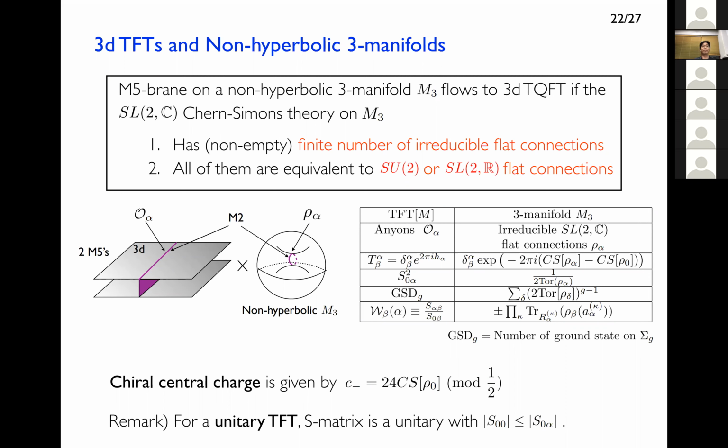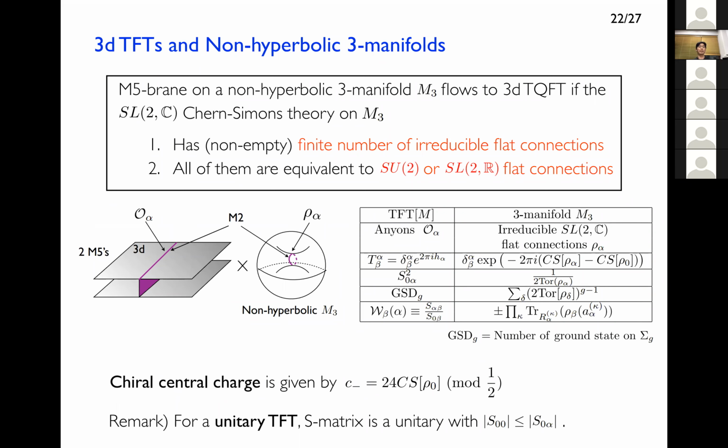And we can actually compute the full S matrix by using the map between flat connections and the loop operators. And lastly, the central charge of the boundary 2D CFT in this 3D topological theory can be obtained from the classical action evaluated on the flat connection corresponding to the vacuum state. And more precisely, the chiral central charge modulo a half can be computed from the three manifold. And here the modulo half comes from the phase ambiguity in the partition function.